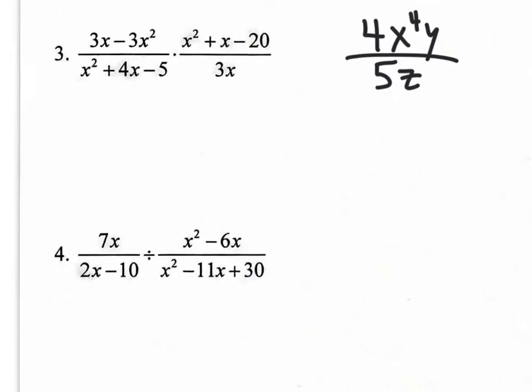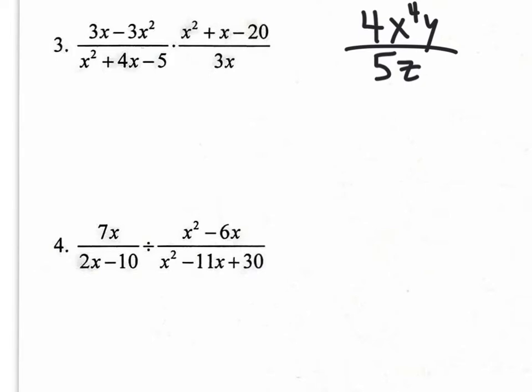This one's a little bit more fun. What could we do here? Well, we could factor. So I'm going to rewrite both fractions. And I'm going to take a look at the top left. And what could I factor out of here? 3x. Thank you very much. And what's going to be left if I factor out a 3x?